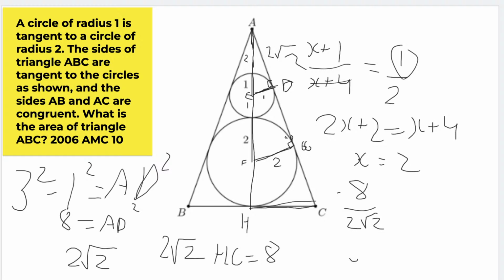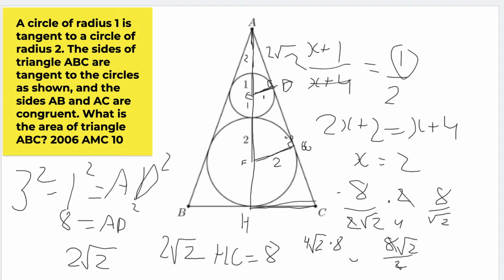Now, the length of BC is just 2 times this, which cancels out the 2, which is 8 over the square root of 2. But we're going to rationalize this because most of these problems involve rationalizing. So you multiply the square root of 2 on both sides and you get 8 times the square root of 2, and the square root of 2 times the square root of 2 is just 2, and you cancel out the 2, and you get 4. So the base is 4 square root of 2, and the height is 8.